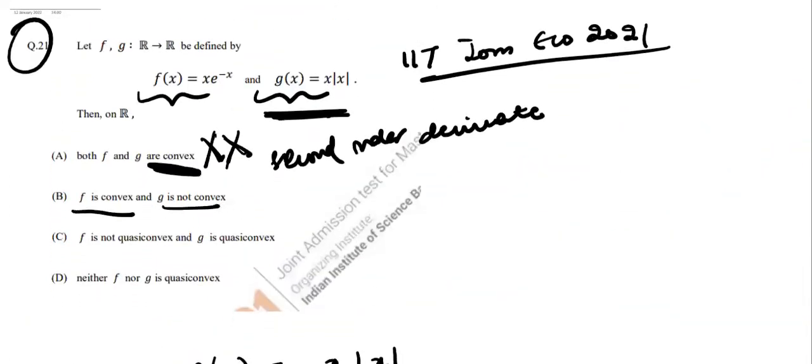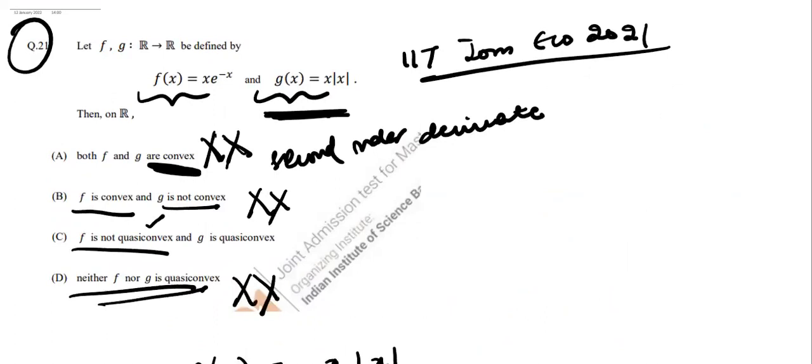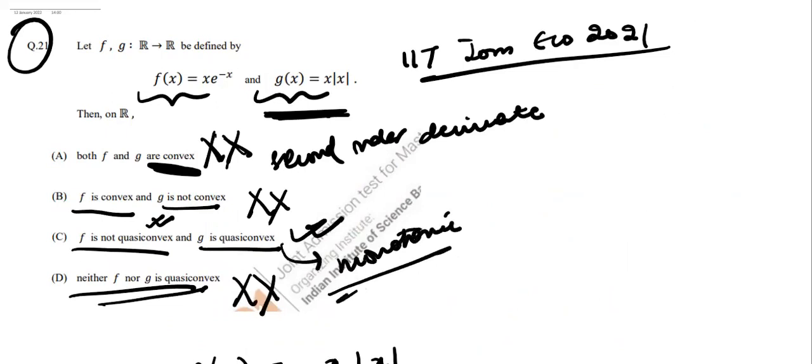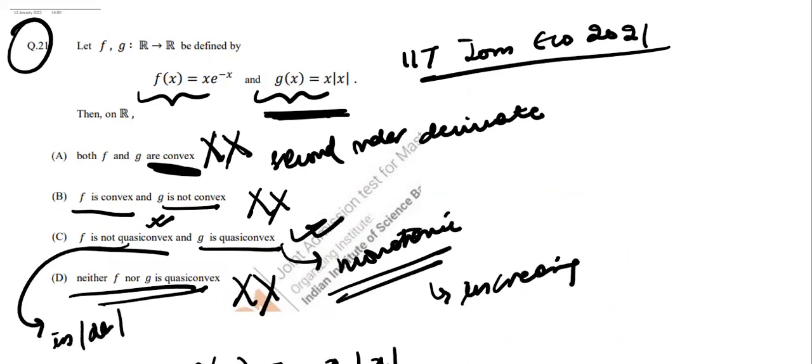F is convex, G is not convex? No. Neither F nor G is quasi-convex? No. F is not quasi-convex, correct? G is quasi-convex, correct, because G was a monotonic function. It was continuously an increasing function. But this can be increasing or decreasing depending on the value of x, whether x is less than 1 or greater than 1. So this is the correct option. The answer is C.